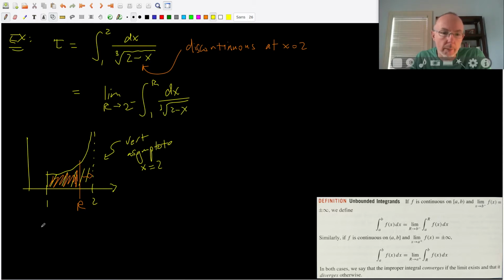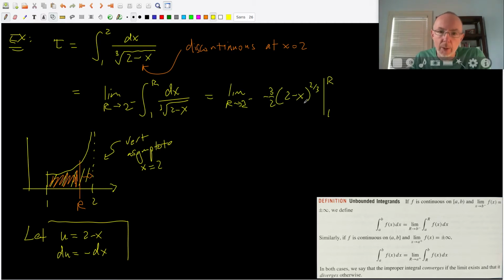If you want to do this by hand, the U-substitution to use is 2 minus x, so du is going to be negative dx, but if you can see how it works, you can just go ahead and do it. This is again going to be the limit as r approaches 2 from the left, and evaluating it is going to give us 2 minus x to the power of 2/3. Think about differentiating this again.